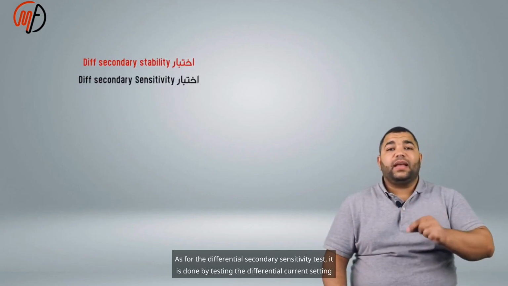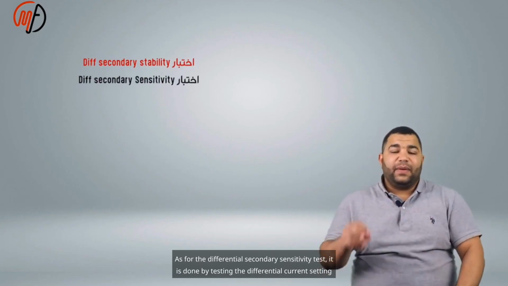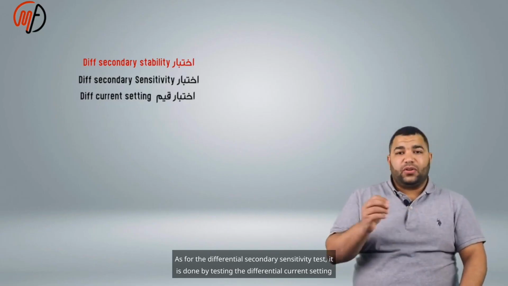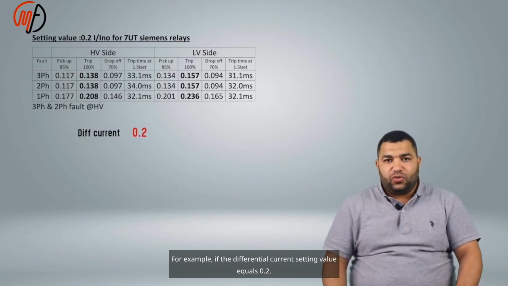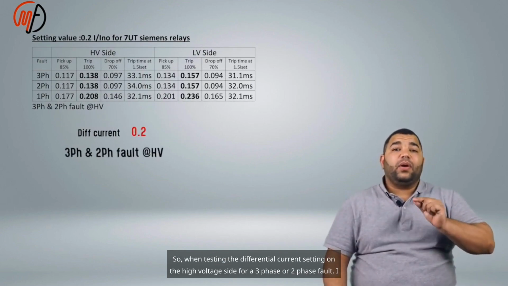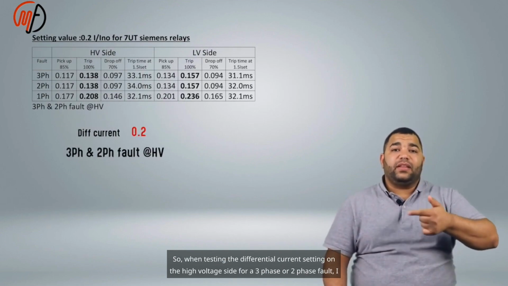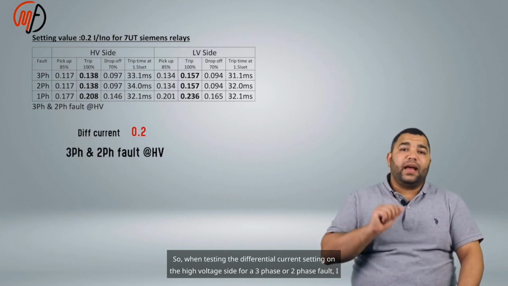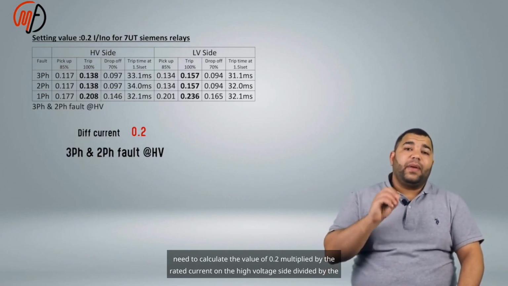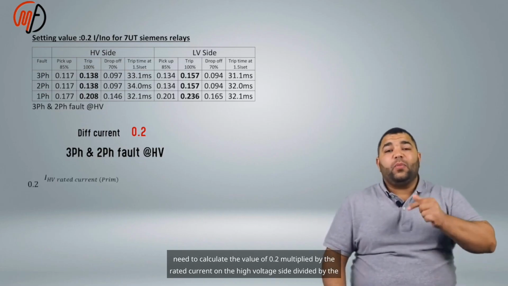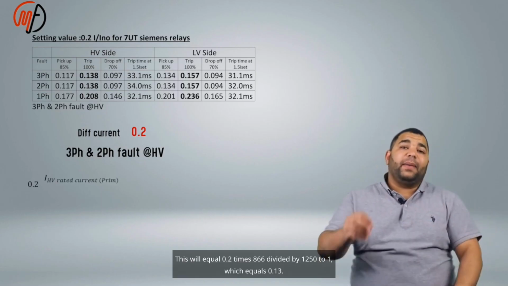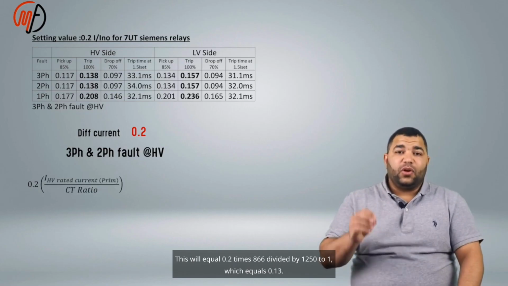As for the differential secondary sensitivity test, it is done by testing the differential current setting values and checking its tripping characteristics. For example, if the differential current setting value equals 0.2, then when testing the differential current setting on the high voltage side for a 3-phase or 2-phase fault, I need to calculate the value of 0.2 multiplied by the rated current on the high voltage side divided by the ICT ratio. This will equal 0.2 times 866 divided by 1250 to 1, which equals 0.13.